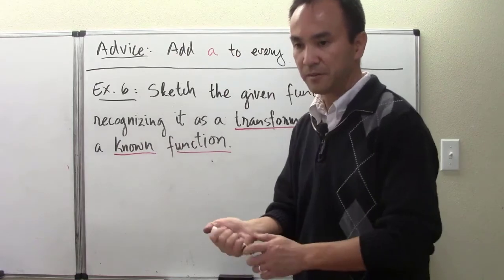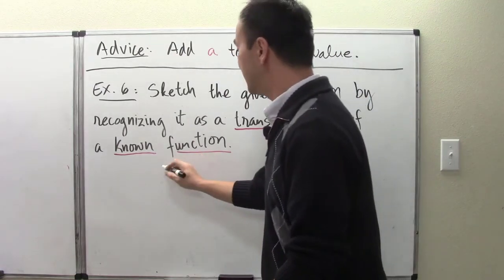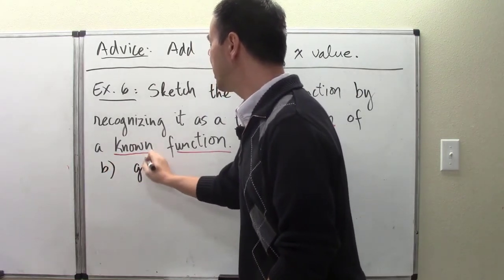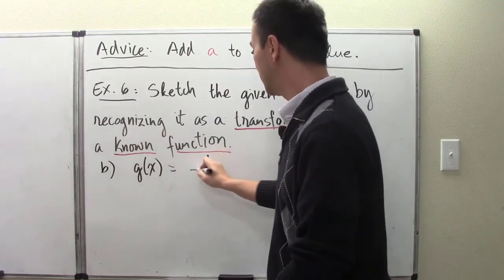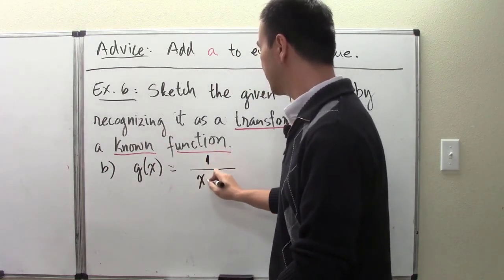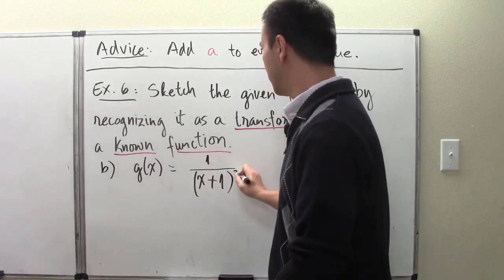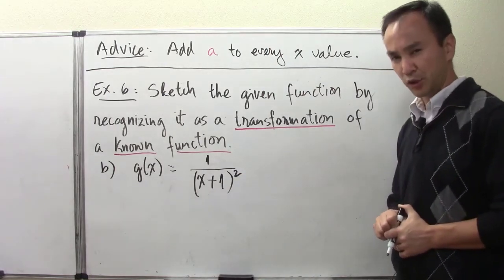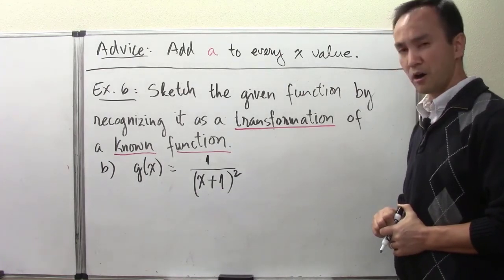All right, so in part B of our graph, let's look at, how about g of x is given to be 1 over (x plus 1) all squared. 1 over (x plus 1) all squared.